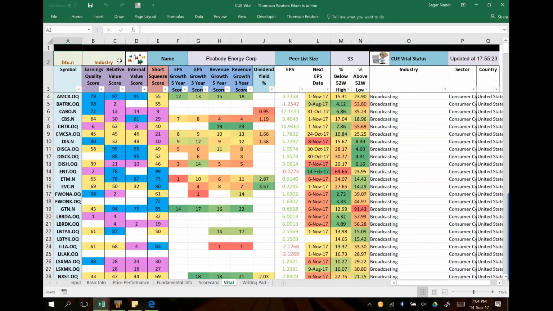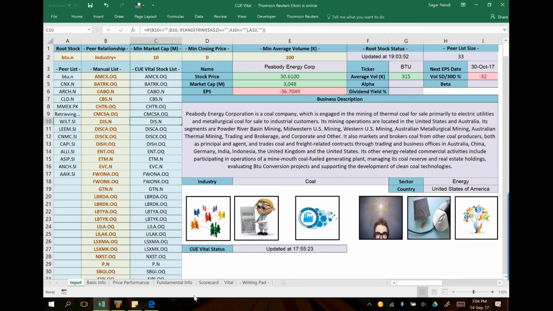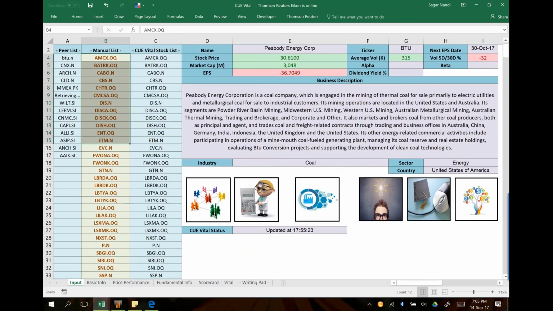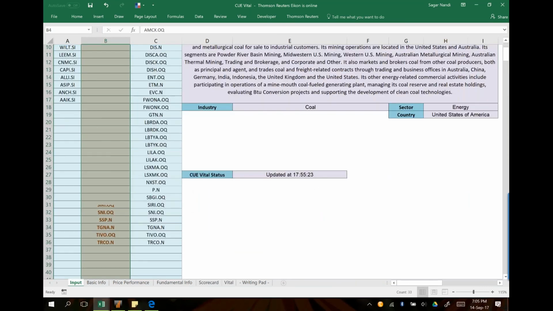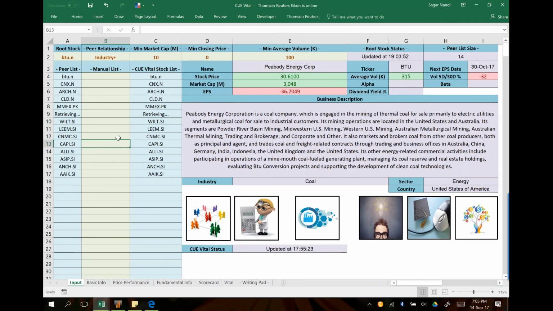Why is it not working? Maybe because of network data. Okay, never mind. But if I had the data, sorry. Yeah, why was the data not retrieved? Because the PE list was actually retrieved, but in the manual list, I had input a large number of stocks, so that was overwriting the list of coal stocks. So I removed the manual list.